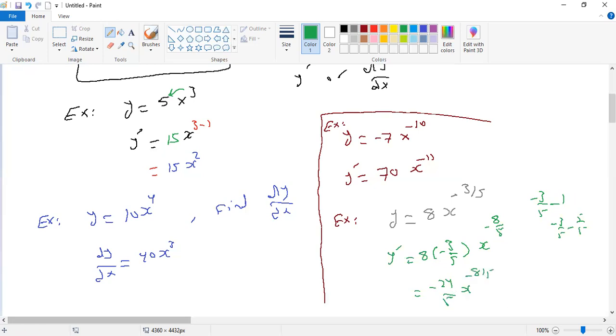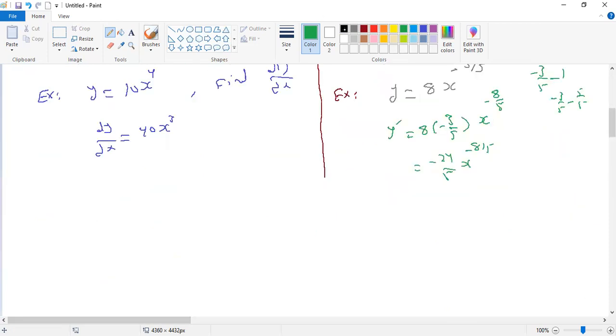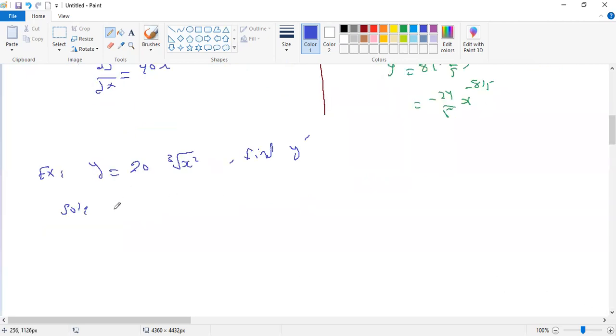Then another example. Let us say y equals 20 times the cube root of x squared. So what is dy dx? The question again is to find y prime, dy dx. Solution: here we have k is 20.